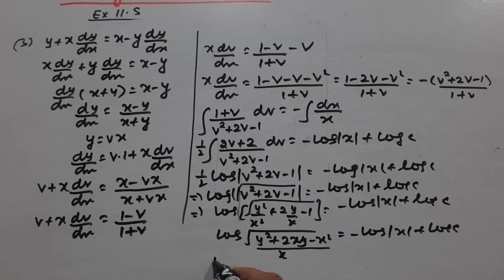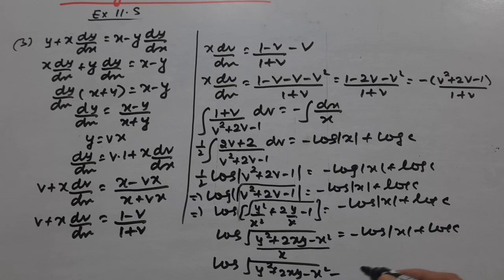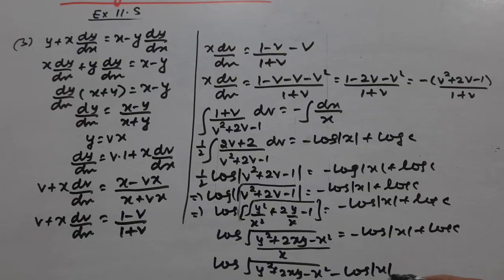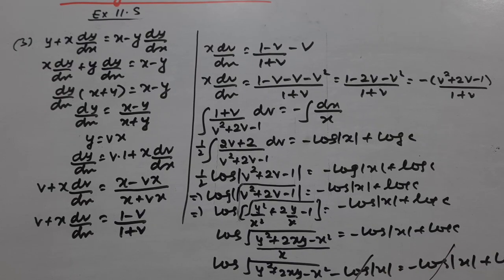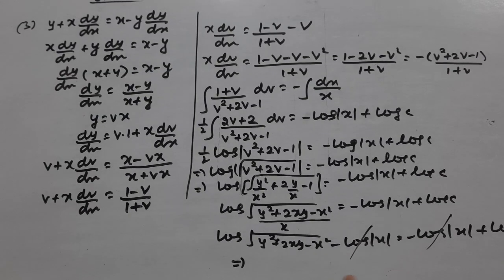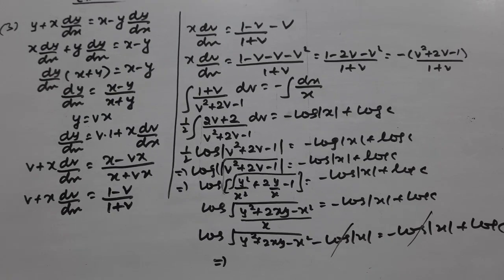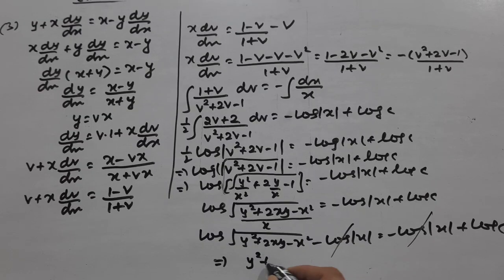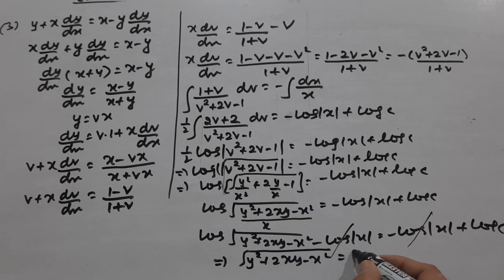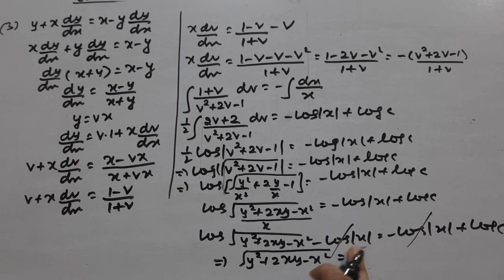Now log m by n is log of the square root of y square plus 2xy minus x square, minus log x, equal to minus of log x plus log c. Cancelling these two, the final answer will be log of the square root of y square plus 2xy minus x square equal to log c. So cancelling log with log, we get the square root of y square plus 2xy minus x square equals c.